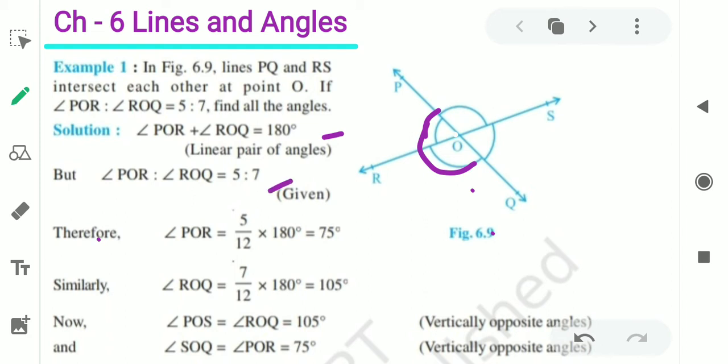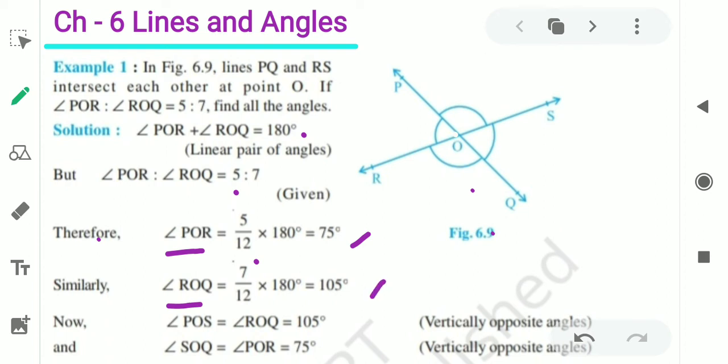And the ratio is given to you. What is the sum of the ratio? You will get 5 plus 7 equals 12. Now, we need to find angle POR. It is equal to 5 by 12, the sum of the ratio, multiplied by 180. When you solve it, it will be equal to 75 degrees. Similarly, we can find angle ROQ equal to 7 by 12 into 180, equal to 105.